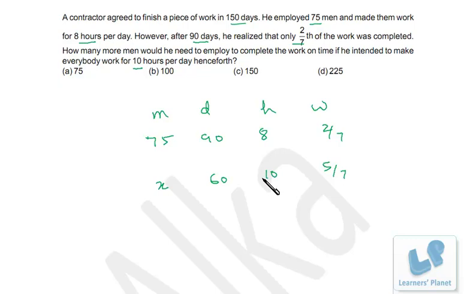Now just see the variation from men. I write 75 by x. Men and days are in inverse variation. If to do a particular task more men are there, that means fewer days are required. So if you have written 75 by x, the ratio of days must be opposite, so that's 60 by 90, or I can say 2 by 3. Similarly, if more hours are there, fewer men are required, or if more men are there, fewer hours are required to do a task. So it is also in inverse ratio. So it's 10 by 8.